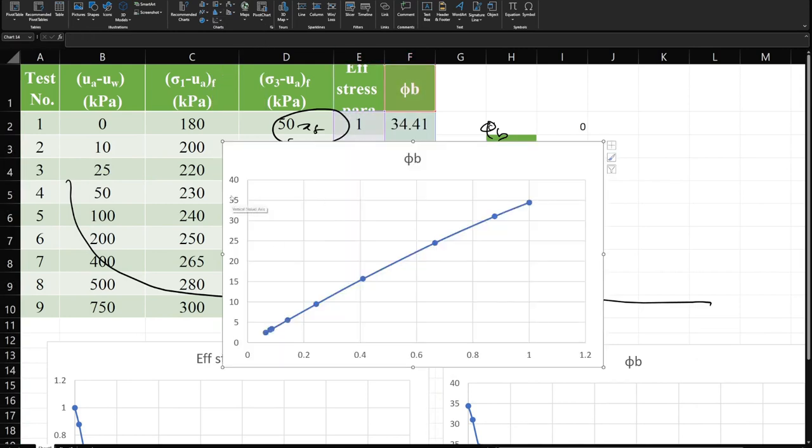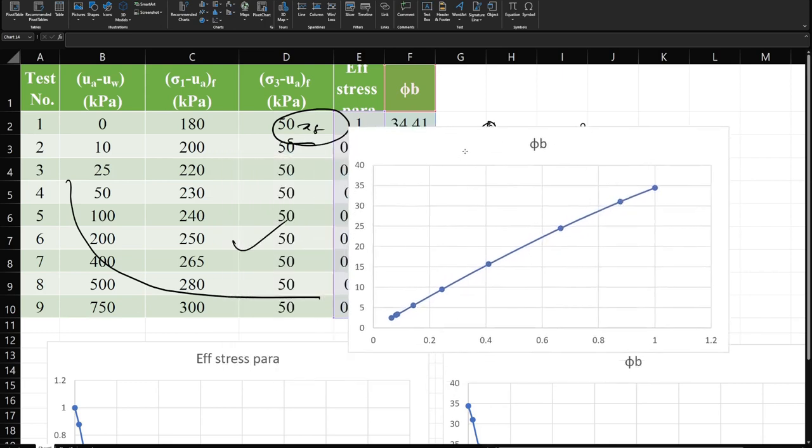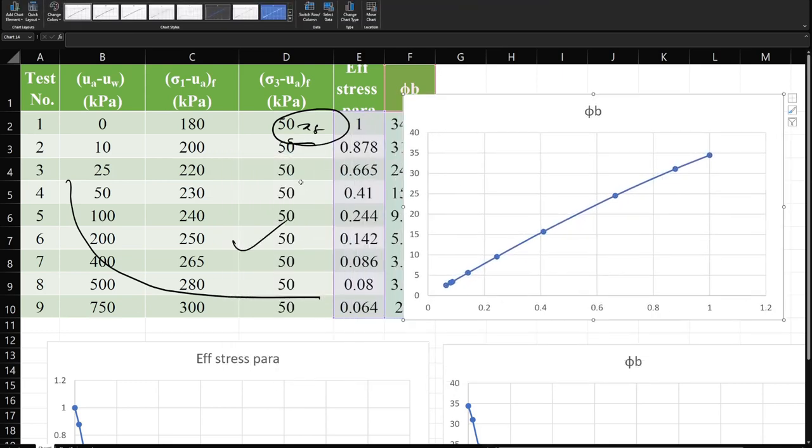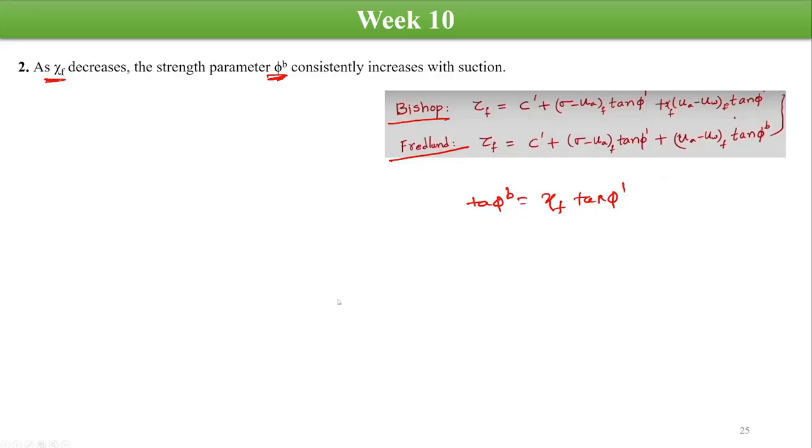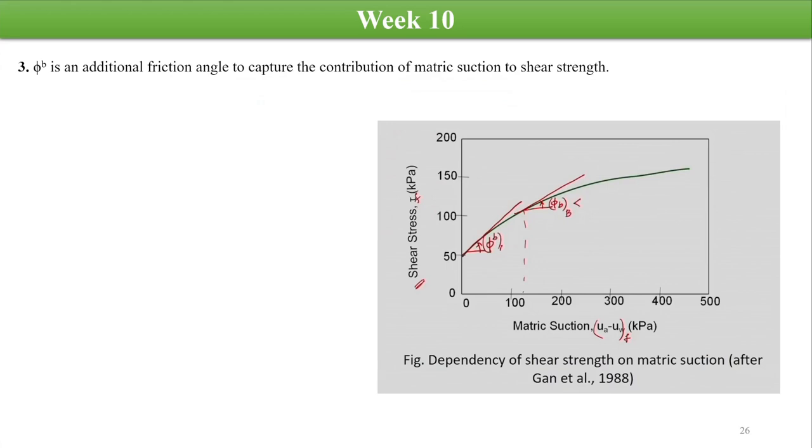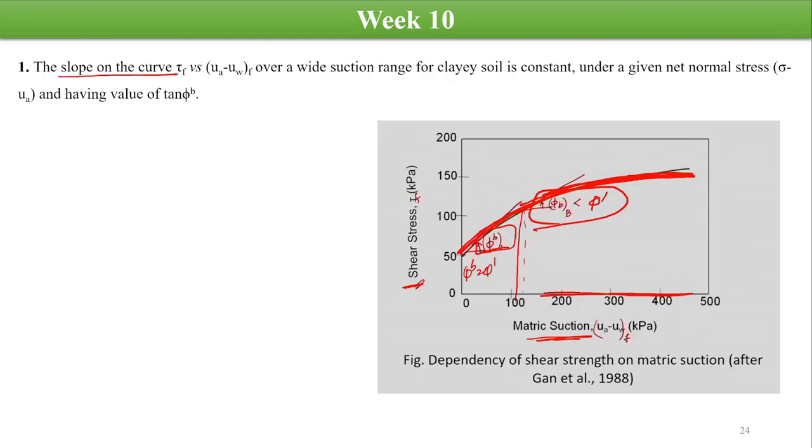So this is the value of xif, and this is the value of phi b. So you see there is a linear correlation. If the value of xif is increasing, the value of phi b is also increasing, right? So here it is written, as xif decreases, the strength parameter consistently increases with suction. So that is not actually correct. So I hope there's no doubt in these two questions.